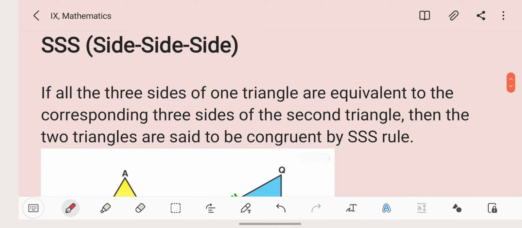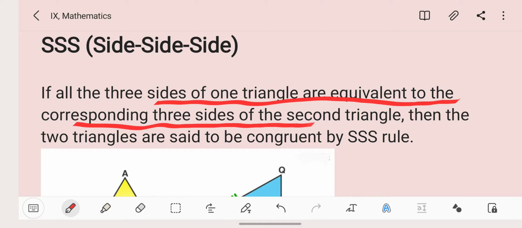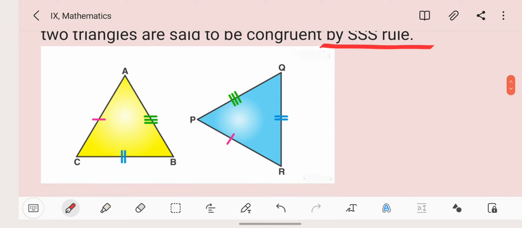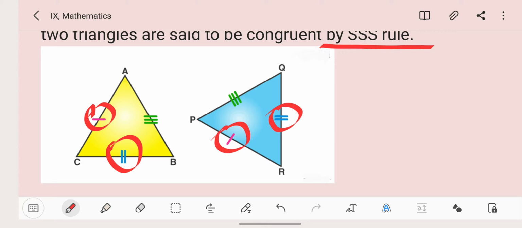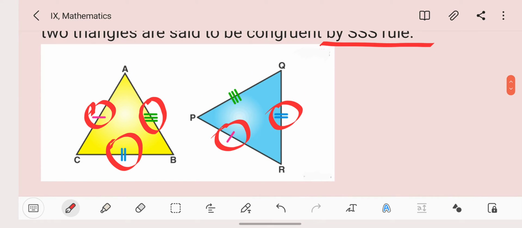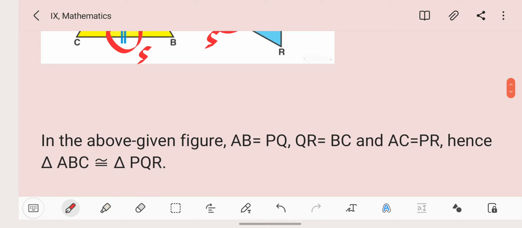SSS, that is side, side, side. If all the 3 sides of one triangle are equal to the corresponding three sides of the second triangle, then the two triangles are said to be congruent by the SSS rule. By looking at this figure, the single tick corresponds to AC and PR, the second tick is BC corresponding to RQ, and AB, which has three ticks, corresponds to PQ. So in this case, the triangles are congruent by S, S and S. I hope it is clear to all of you.